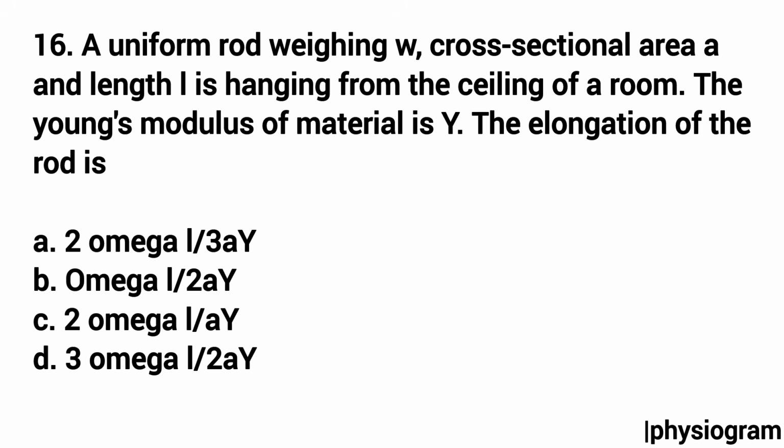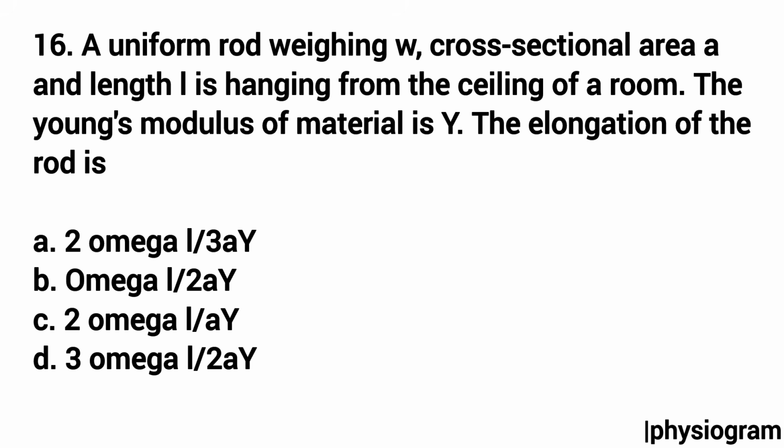Next, number 26: a uniform rod of weight W, cross-sectional area A and length L is hanging from the ceiling of a room. The Young's modulus of the material is Y. The elongation of the rod is: options are A, 2WL by 3AY; B, WL by 2AY; C, 2WL by AY; and D, 3WL by 2AY.